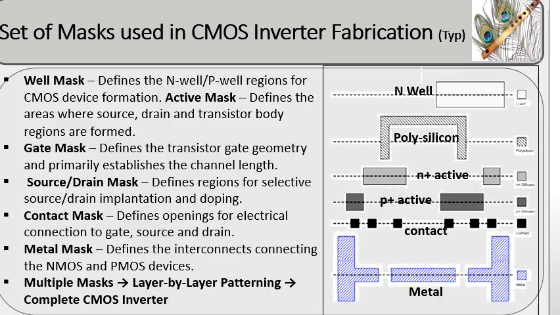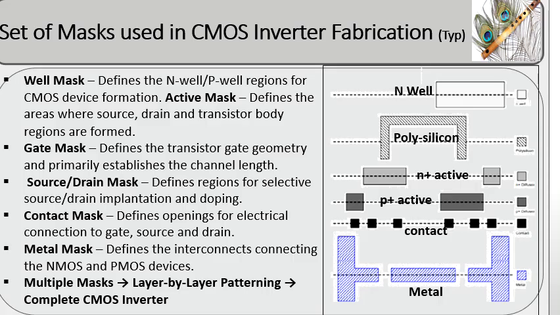A CMOS inverter is not fabricated using a single pattern. Instead, multiple masks are used to define different physical layers and regions of the device. The well mask establishes the well regions required for the NMOS and PMOS devices. The active mask defines the regions where the transistor source, drain, and body structures will be formed. The gate mask then defines the gate geometry, including the critical channel dimension.